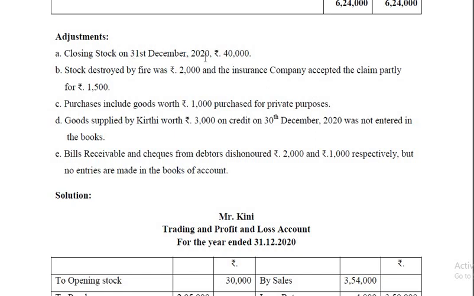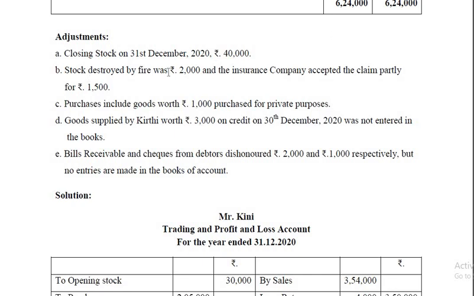Closing stock on 31st December 2020, 40,000. So it is very simple. The adjusting entry: closing stock account debit to trading account. In other words, closing stock should be shown on the credit side of the trading account. Let me repeat, it should be credited to the trading account, so by closing stock, 40,000 rupees. And again, in the closing balance sheet, it will appear on the asset side of the balance sheet, closing stock.